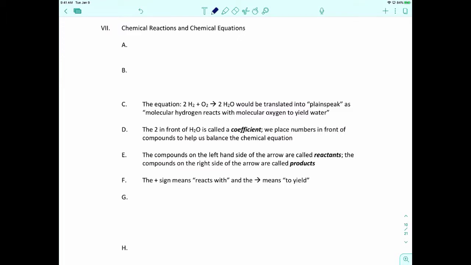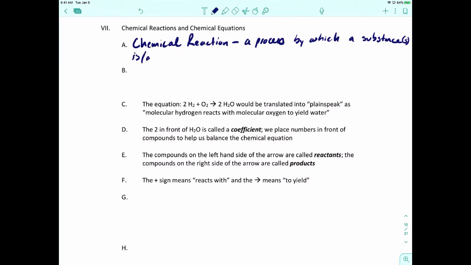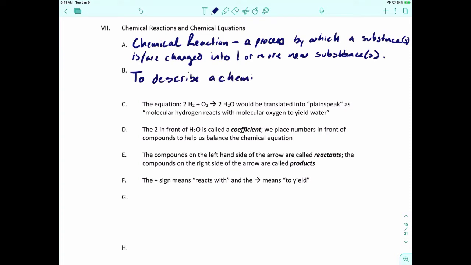The next thing we need to talk about is how we describe a chemical reaction. So let's define what a chemical reaction is. A chemical reaction is a process in which a substance is changed into one or more new ones. So a process by which a substance or substances is or are changed into one or more new substances. Okay, and so to describe a chemical reaction, we write a chemical equation.